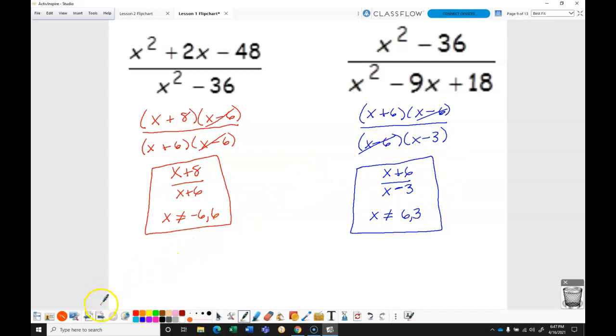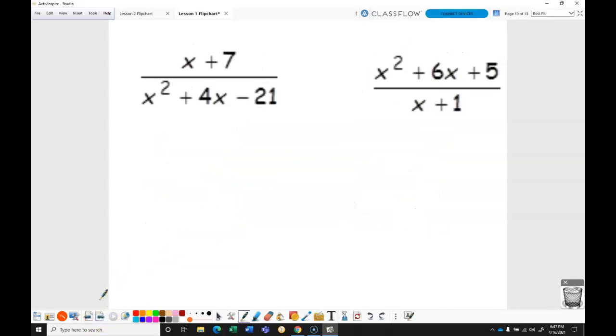Okay, so you can pause if you're not done writing it down. We only have 3 more slides. This one and then 2 more. Okay, so take a second, write them down, pause, and try them on your own.